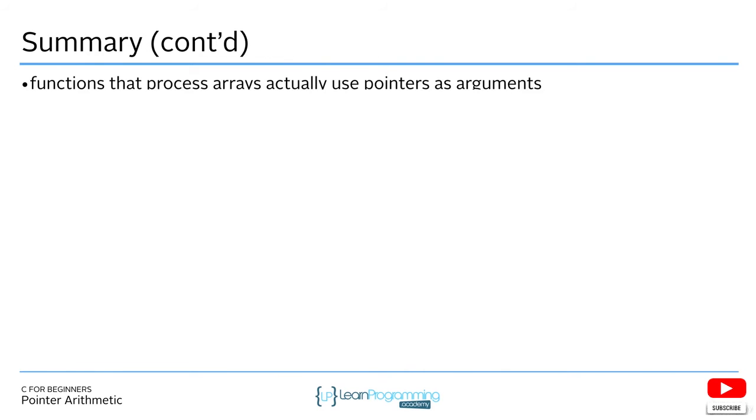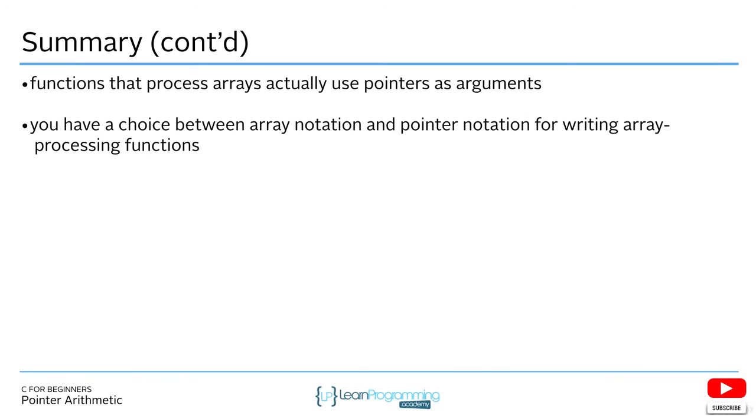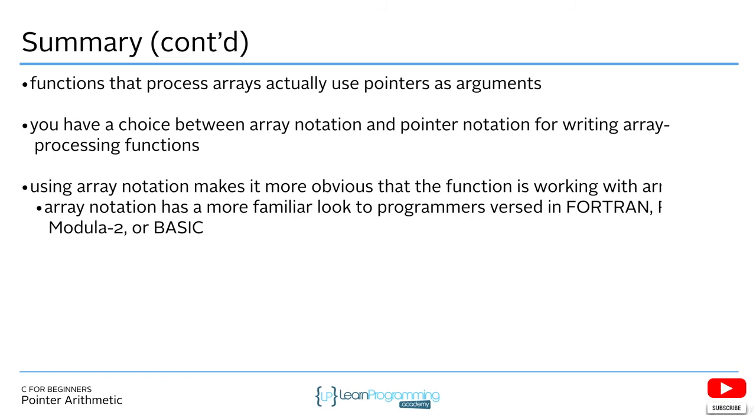Also, functions that process arrays actually use pointers as arguments. You have a choice between array notation and pointer notation for writing array processing functions. So if you're going to process an array function, it's perfectly fine to use a pointer as a parameter. You can choose which one you want to use. But using pointers is usually less code and more efficient. Using array notation makes it more obvious that the function is working with arrays.